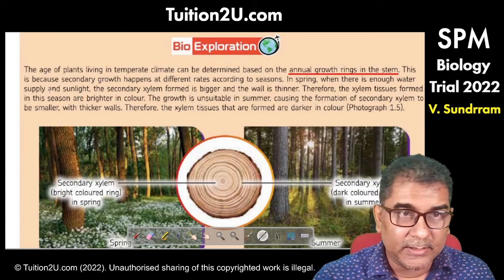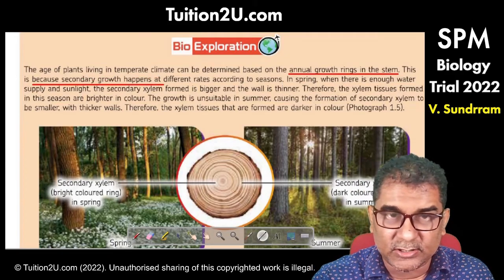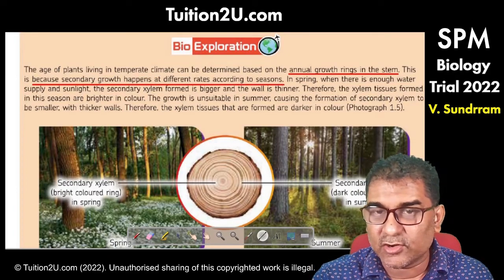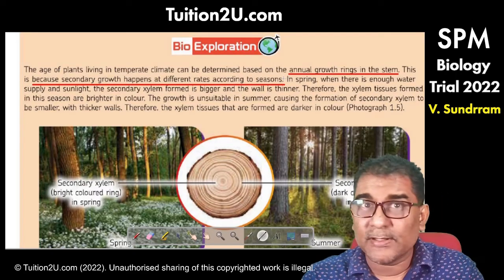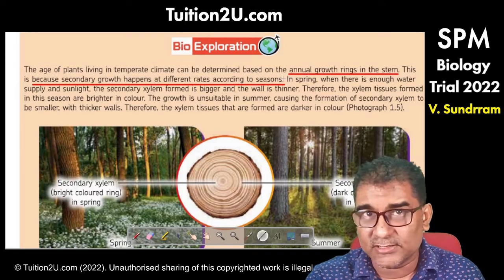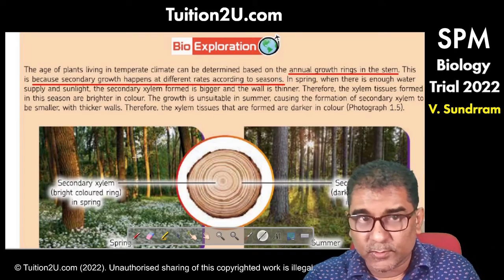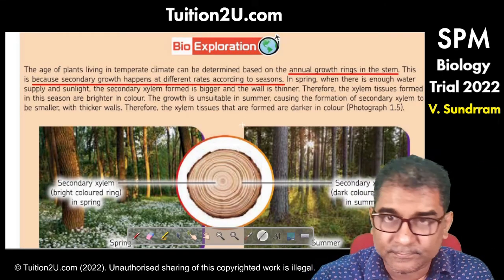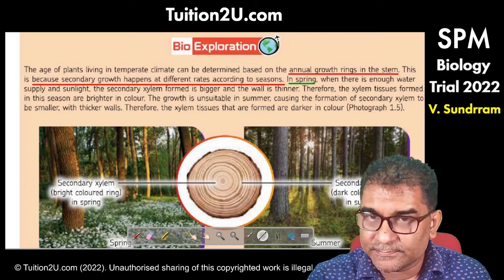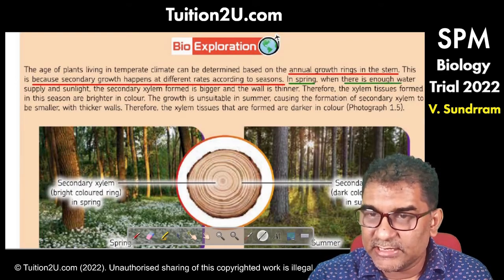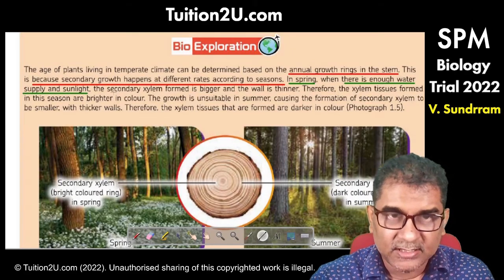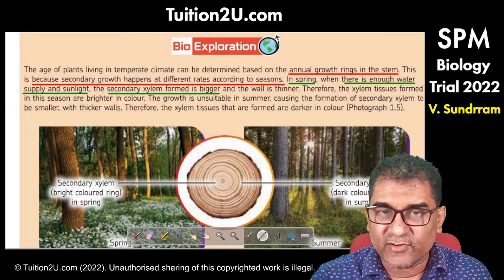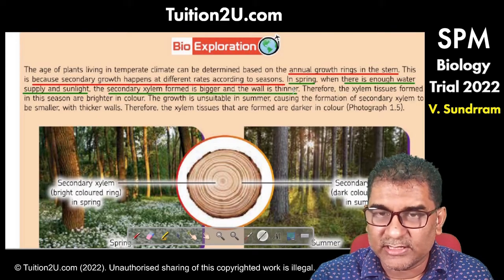Why does it happen? Because secondary growth happens at different rate according to season. That's 1 mark. You see, you just write back what's in the textbook. You get all your marks that you need. This is from the textbook. The next point. In spring, there is enough water, there is enough sunlight. The secondary xylem formed is bigger and the wall is thinner.